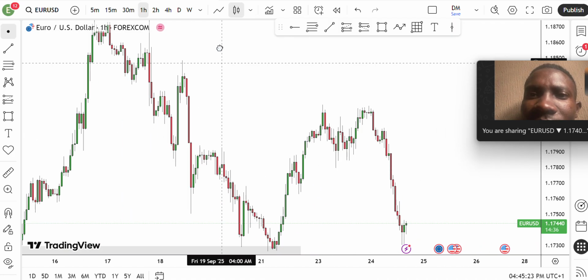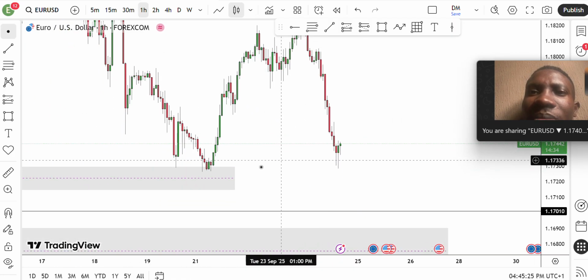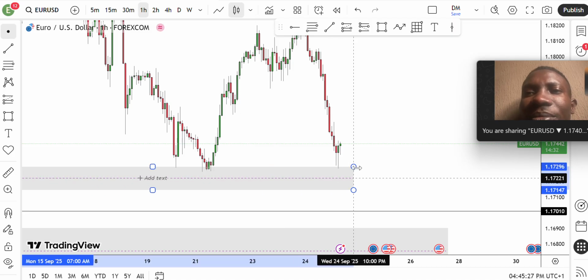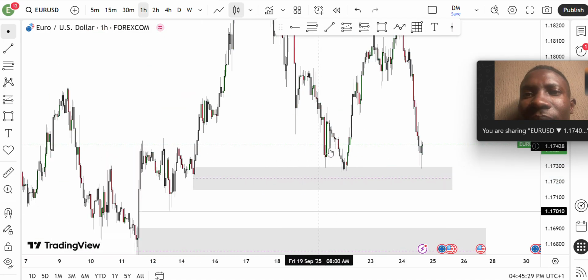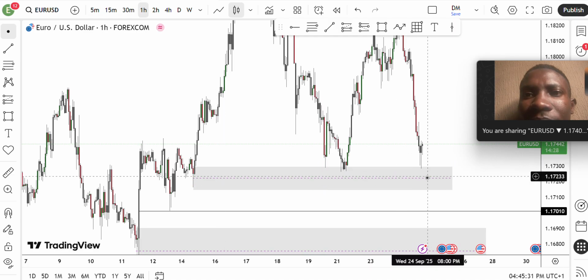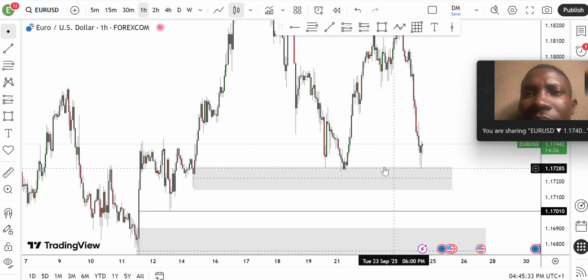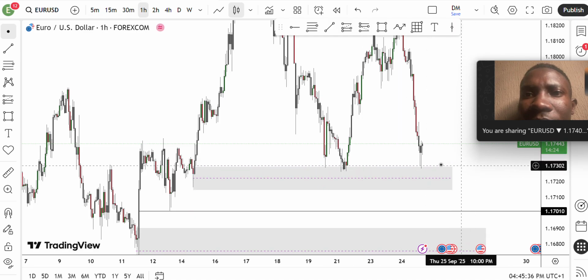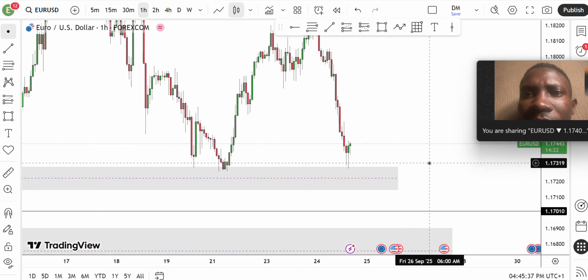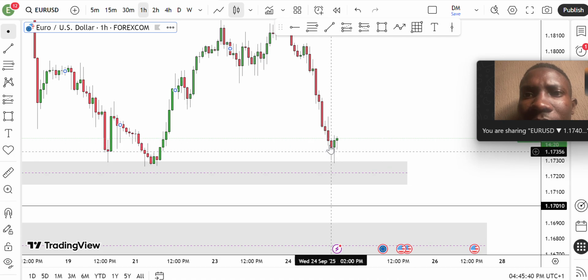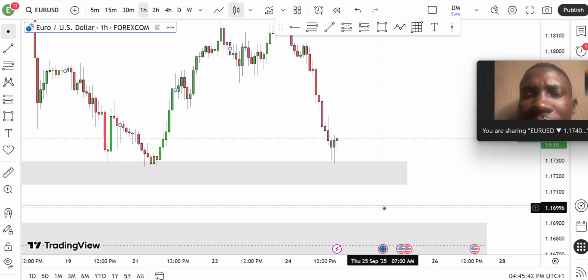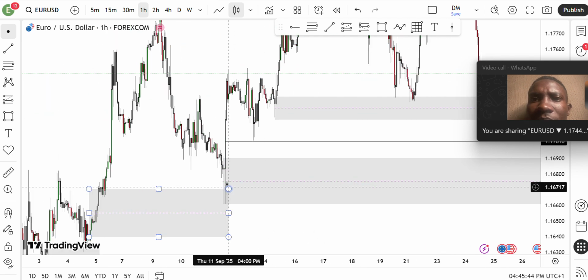This one will still fail here, because price cannot come back there and use it a second time or a third time. In fact, it's even a third time. So price will very likely go like this and take it out, and then probably come here to continue.